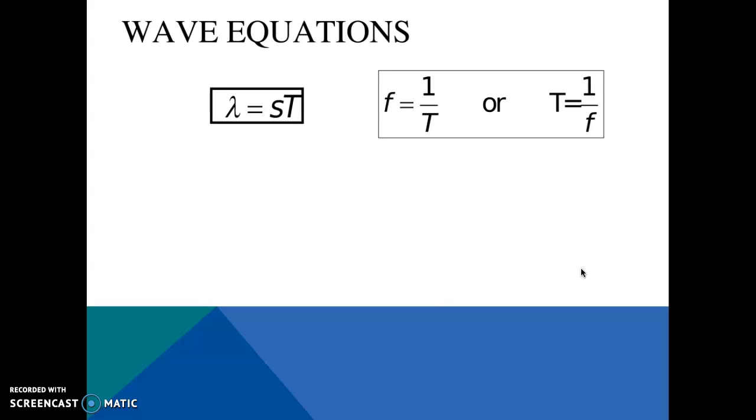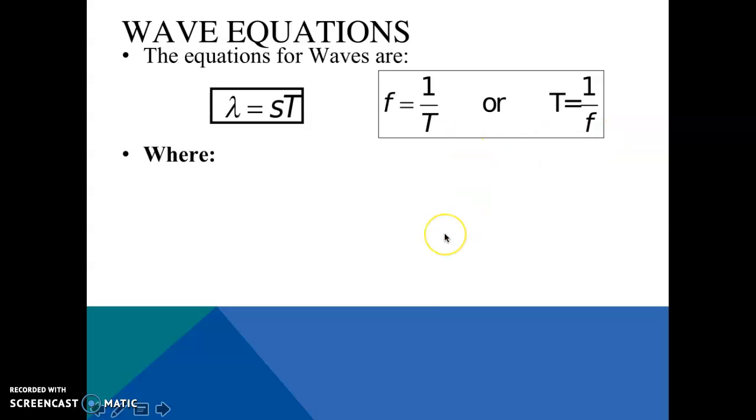Here are a few equations that we'll be using in Unit 6. These are the wave equations. This first symbol right here is a lambda. Then we have an S and then a T, and we will look at what each of these variables mean. So take a minute, write those down in your notebook.